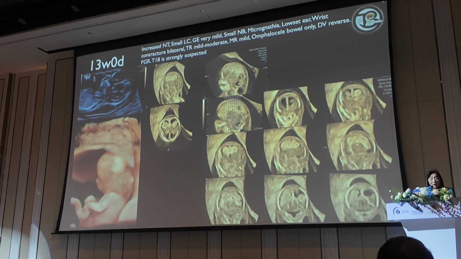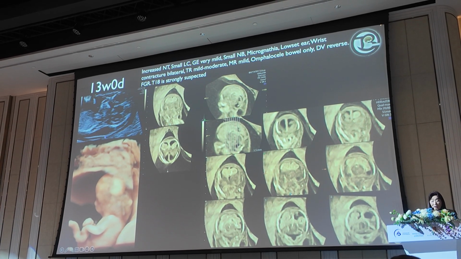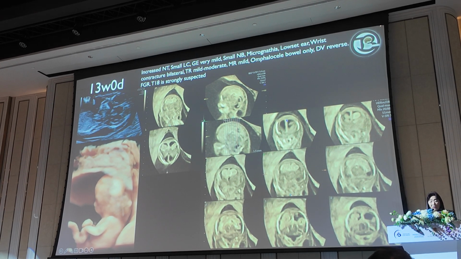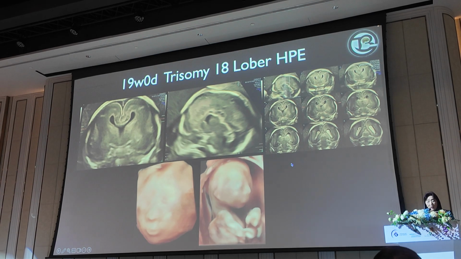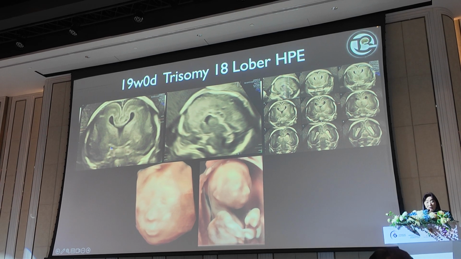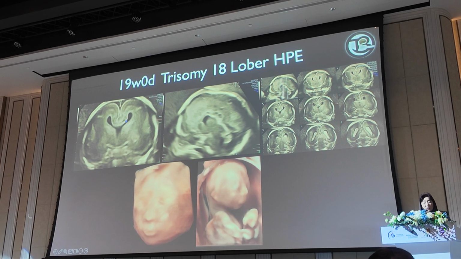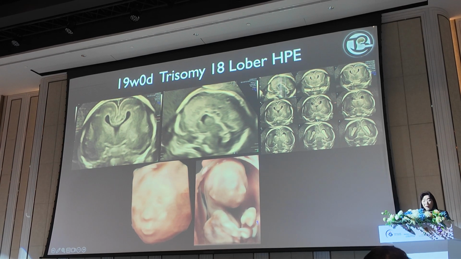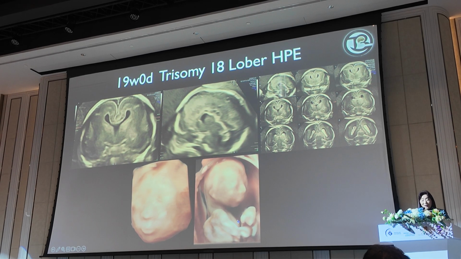At mid-gestation, here you can see, this is not mid-gestation, this is 13 weeks, and nuchal translucency is increased, and it looks normal, right? And here you can see the midline. However, at 19 weeks of gestation in this case, this is a trisomy 18. This is a lobar holoprosencephaly, and you can see that this is not actually the corpus callosum exactly, and also the face looks normal, but if you look at this, there is a not normal appearance of the face.